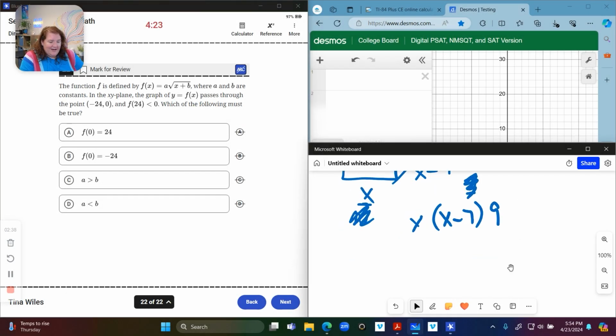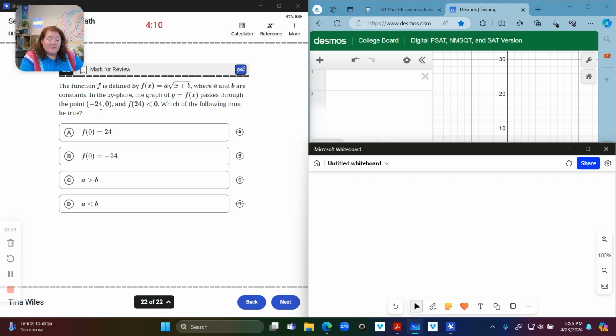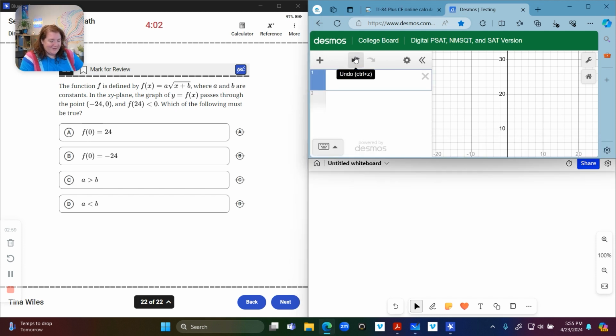And the function f is defined by f of x equals a times the square root of x plus b, where a and b are constants. In the xy plane, the graph of y equals f of x passes through this point, and f of 24 is less than 0. So difficult, but watch what happens when I put this into Desmos.